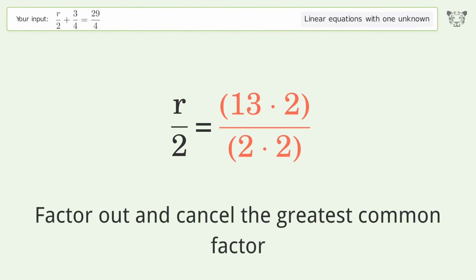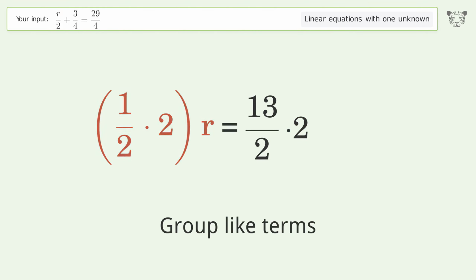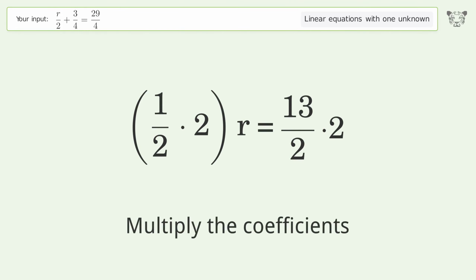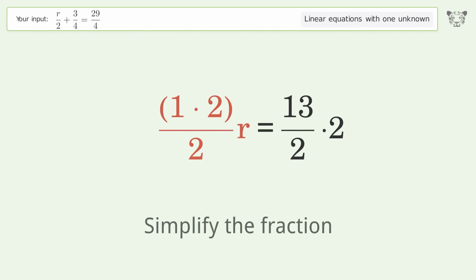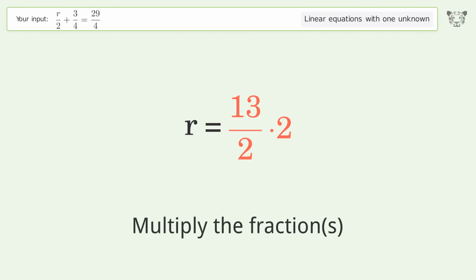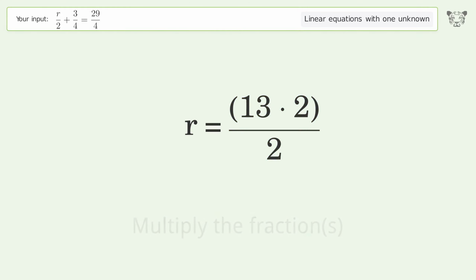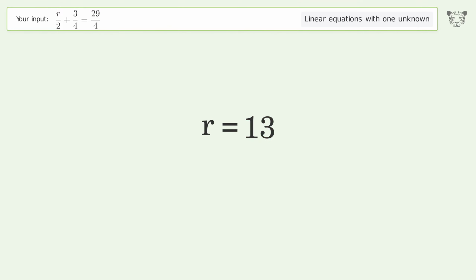Isolate the r. Multiply both sides by 2. Group like terms. Multiply the coefficients. Simplify the fraction. Multiply the fractions. Simplify the arithmetic. And so the final result is r equals 13.